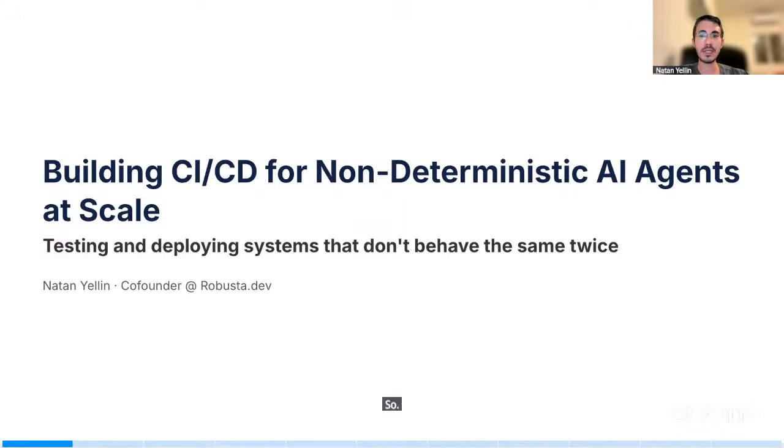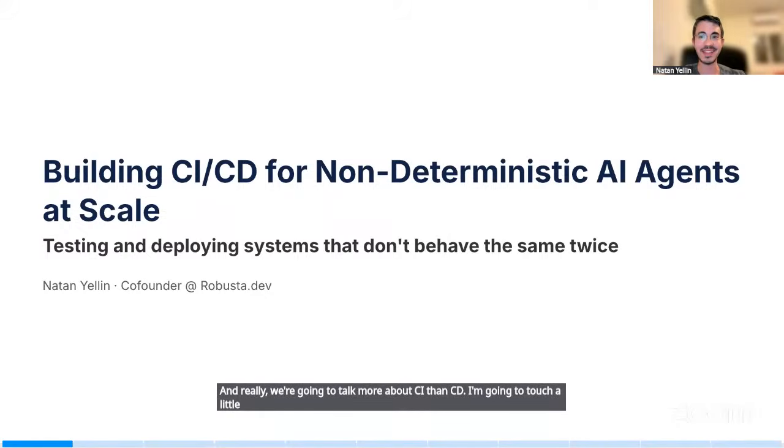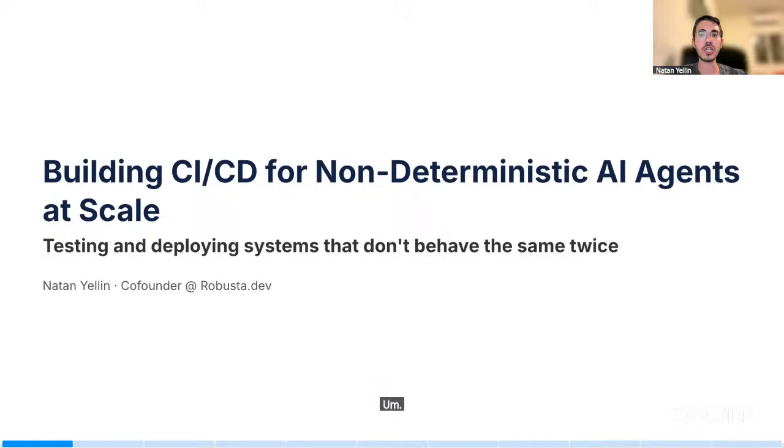So the topic today is building CI/CD for non-deterministic AI agents at scale. And really, we're going to talk more about CI than CD. I'm going to touch a little bit on CD at the end. But the challenge here, for anyone building AI agents, is how do you test and deploy a system that doesn't behave the same twice?